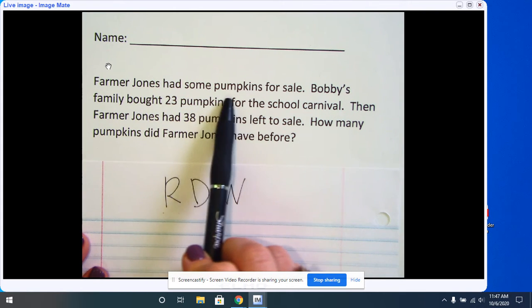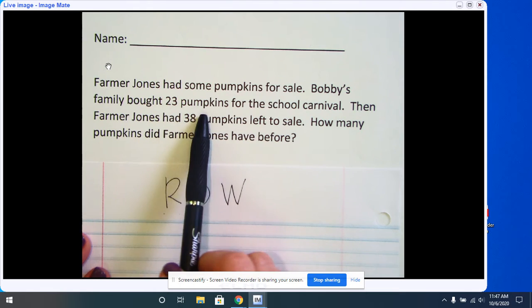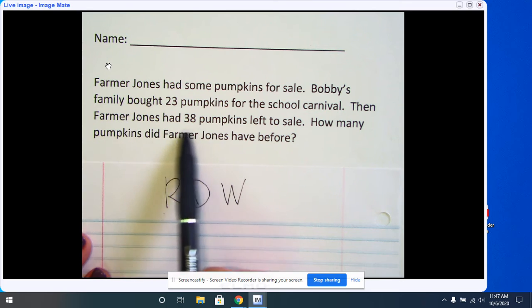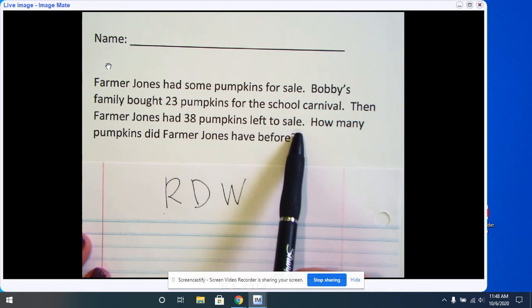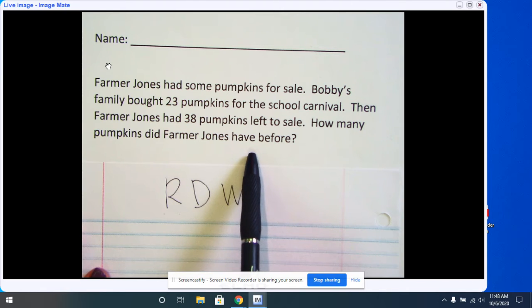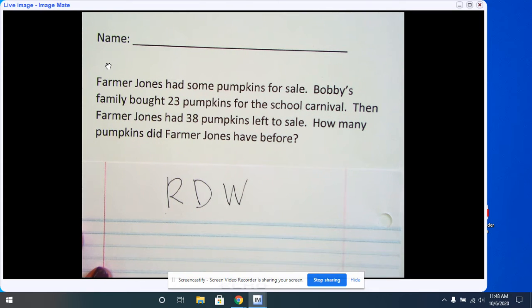Farmer Jones had some pumpkins for sale. Bobby's family bought 23 pumpkins for the school carnival. Then Farmer Jones had 38 pumpkins left to sell. How many pumpkins did Farmer Jones have before? All right, pause the video and read this in your brain to yourself one more time, or have your adult read it to you.